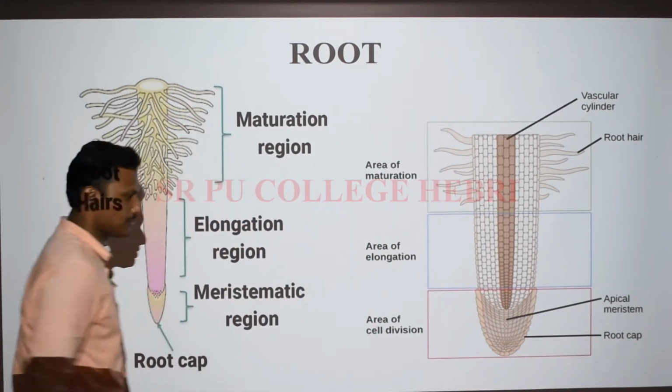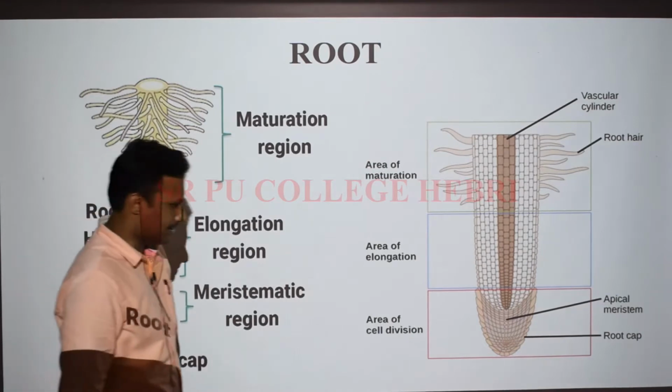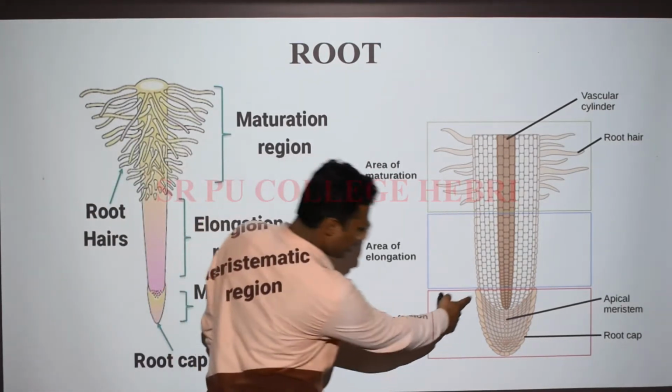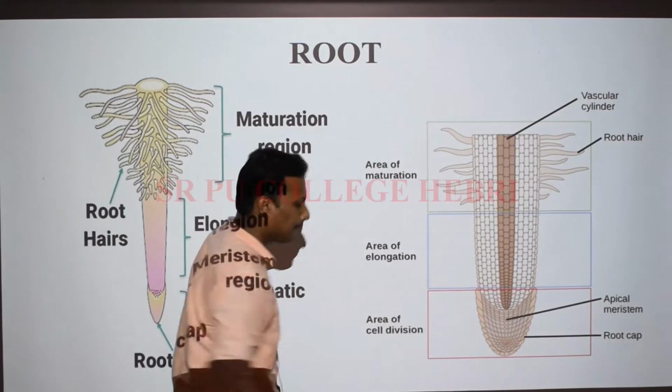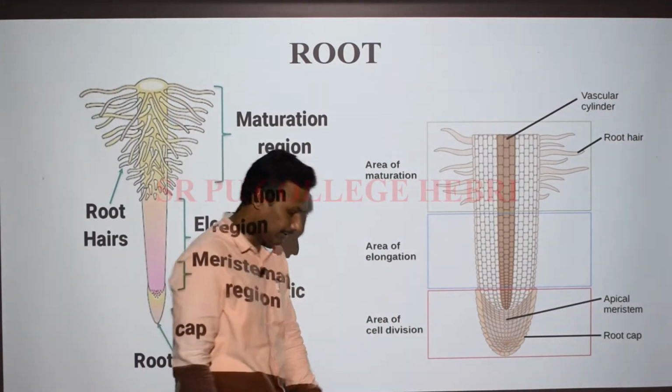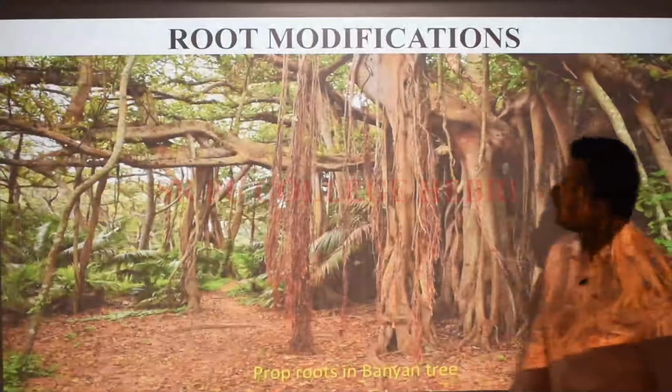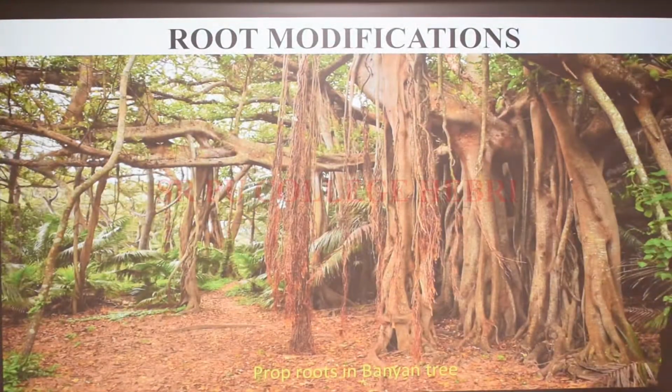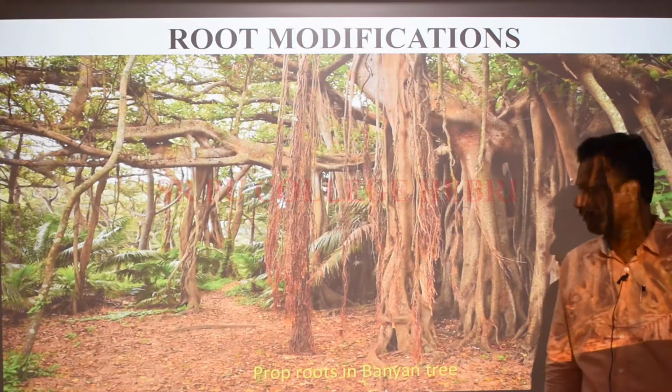Right? So that shows the different types of cells present in different regions, and you can also see the root cap that surrounds the area of cell division, or meristematic region. Then see, root modifications, different types of root modifications for various purposes.